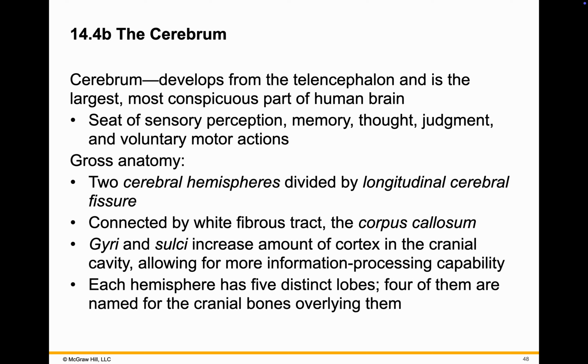The gyri and the sulci increase the amount of cortex in the cranial cavity. This is the folding that I was referring to when we started. It allows for more information processing capability. Each hemisphere has 5 distinct lobes, and 4 of them are named for the cranial bones that cover them.